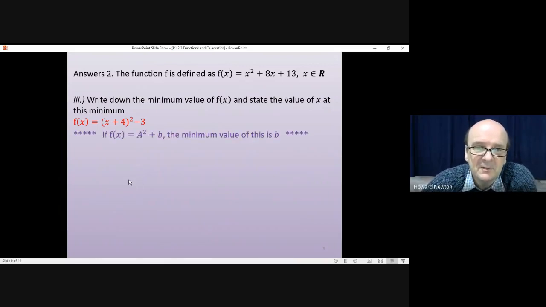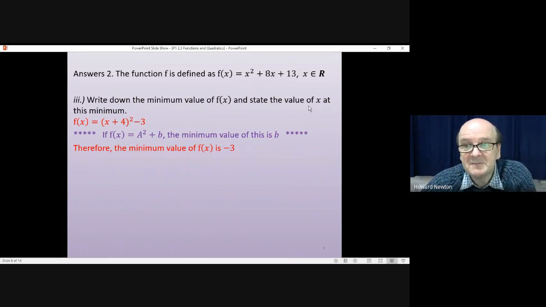Now, a very important piece of logic. If f of x or anything is equal to a squared plus b, the minimum value of this is b. If a is equal to 0, then a squared will be equal to 0. And that is the smallest a square can ever be, because a square can't be negative. A square is always positive. It's always greater than or equal to 0. So if ever you see something squared, the smallest that can be is if that thing squared is 0. So for us, it means the minimum value of this function will be minus 3 when that bracket squared is equal to 0.